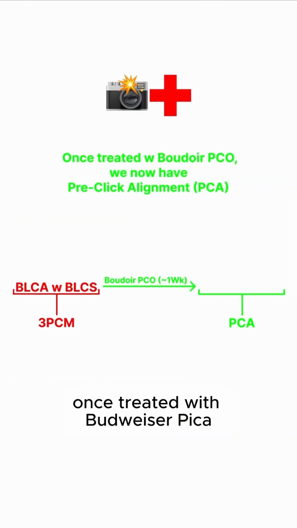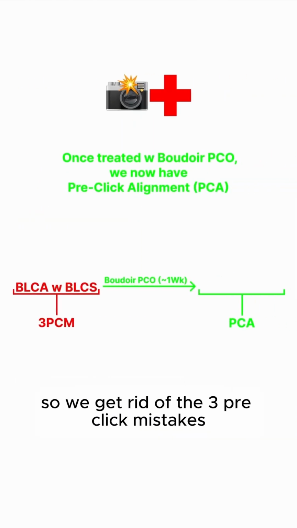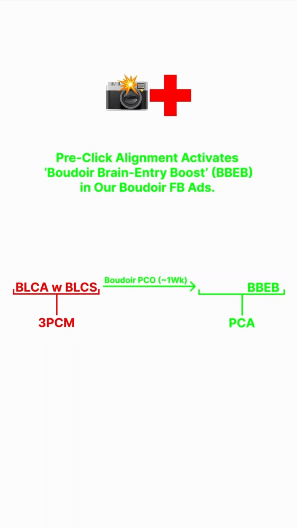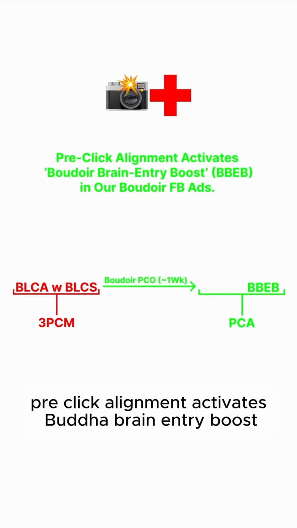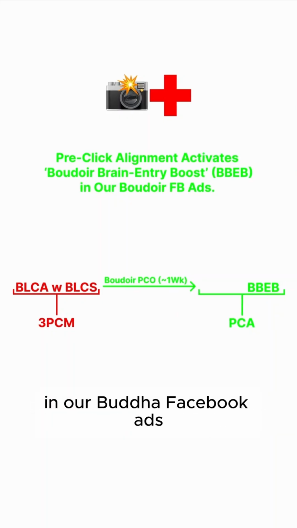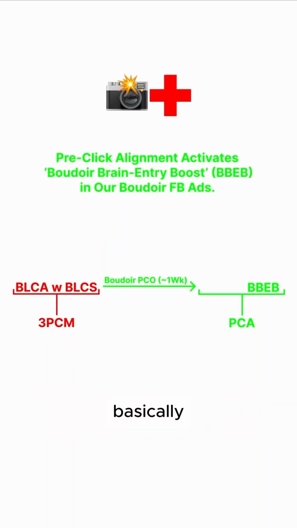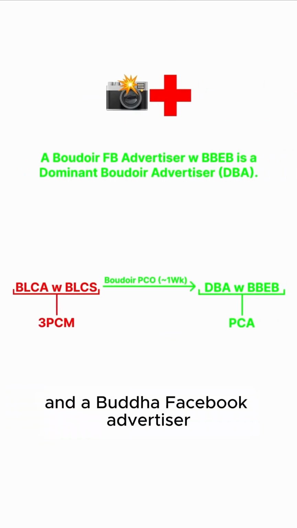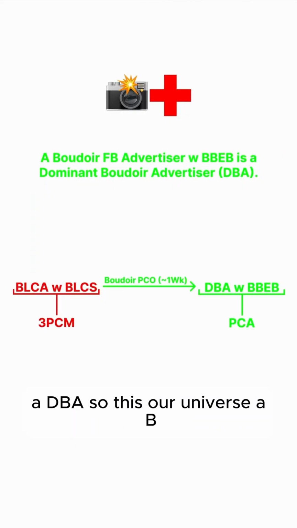Now, once treated with Boudoir Pico, we now have pre-click alignment. So we get rid of the 3 pre-click mistakes. We achieve pre-click alignment. Pre-click alignment activates Boudoir brain entry boost in our Boudoir Facebook ads. Basically, we finally got our unique CTR all above 6%. And a Boudoir Facebook advertiser with Boudoir brain entry boost is a dominant Boudoir advertiser, a DBA.